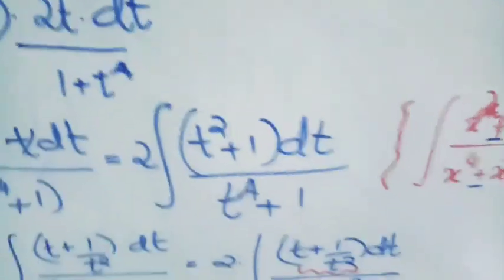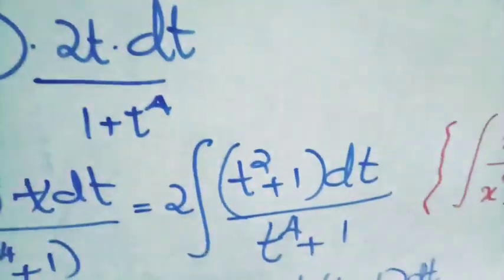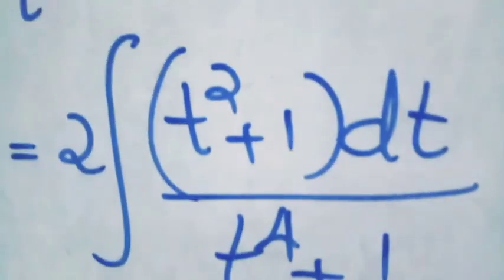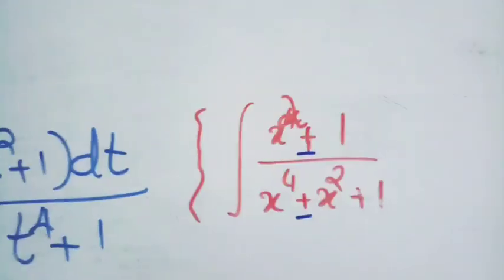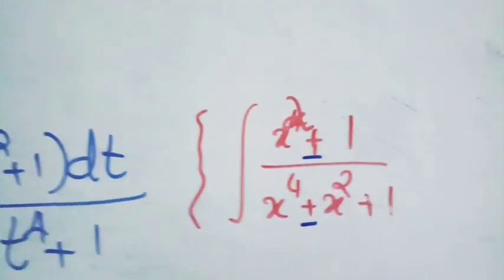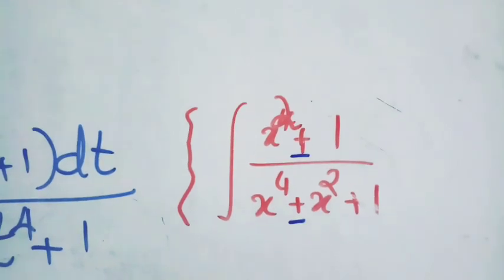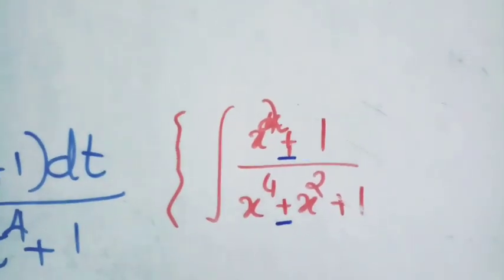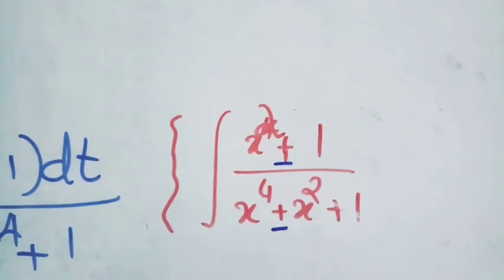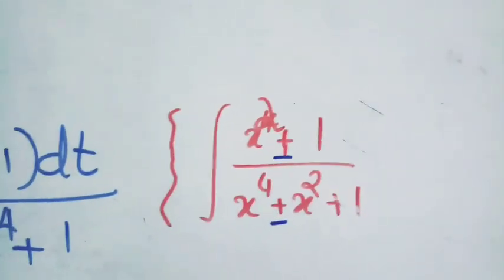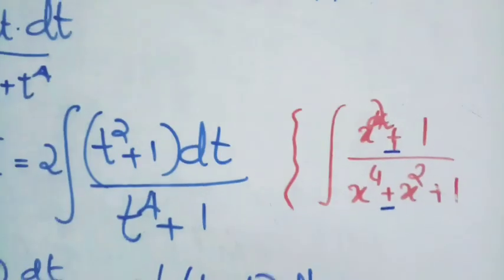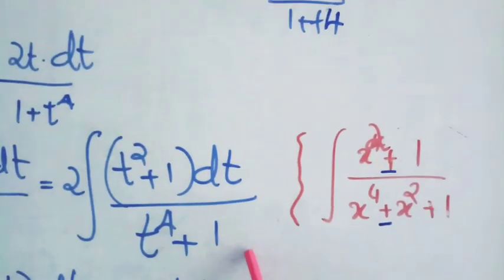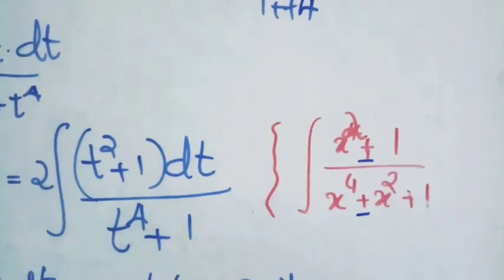This is another important structure. The numerator is t square plus 1 and the denominator is t raised to 4 plus 1. This one belongs to a problem like this: integral x square plus 1 divided by x raised to 4 plus x square plus 1, with minus or plus in the numerator and denominator. It is a special question given in the NCERT exercise, and we must study this integration process also.